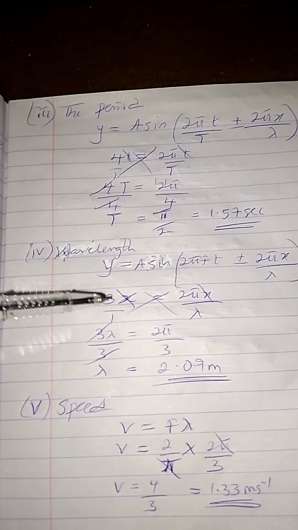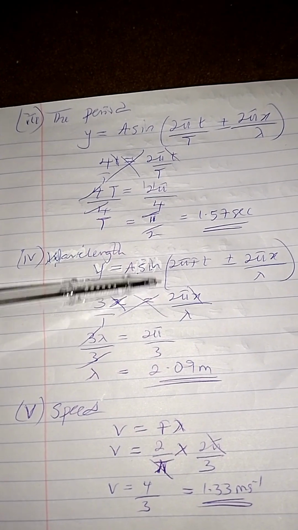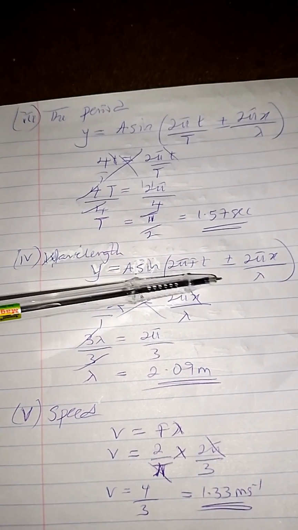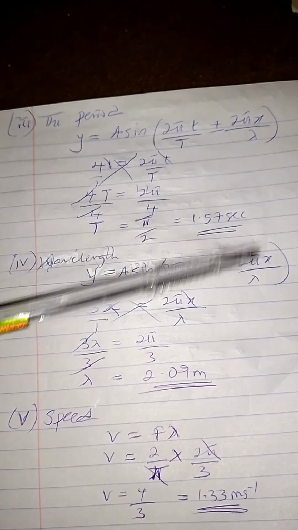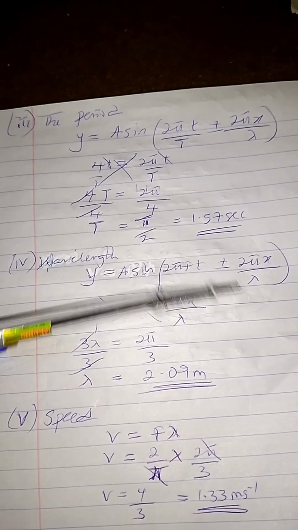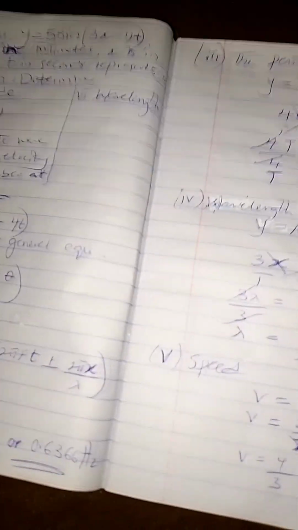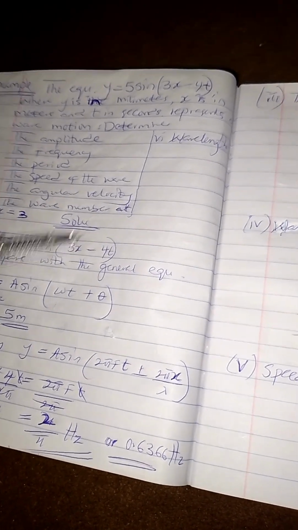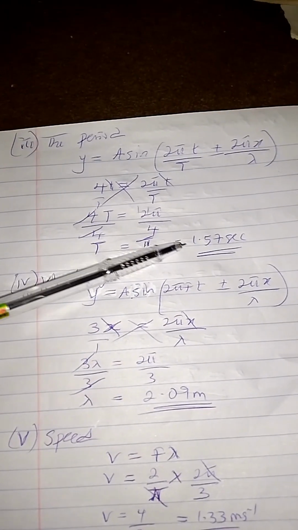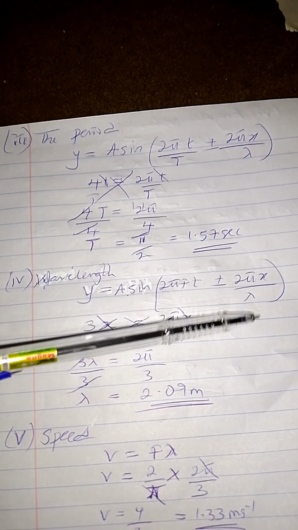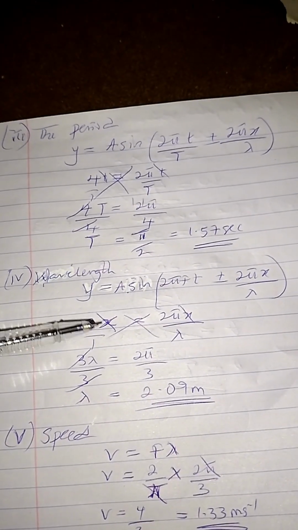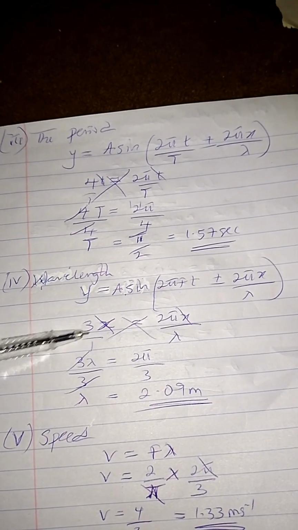And let's go for the wavelength. The wavelength is y equals a sine of 2 pi x over lambda, 2 pi f t, plus or minus this. Now if you see, I'm comparing it now with the other part of the equation. So I'm taking 3x from the question that was given to me. I'm comparing it with 2 pi x over lambda. Now if I do that here, 3x equals 2 pi x over lambda. You know 3x equals 3x over 1.